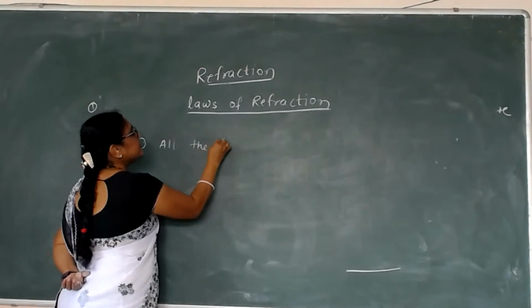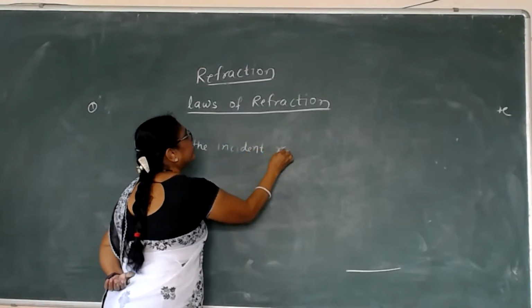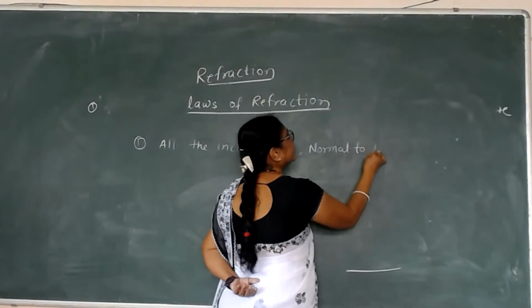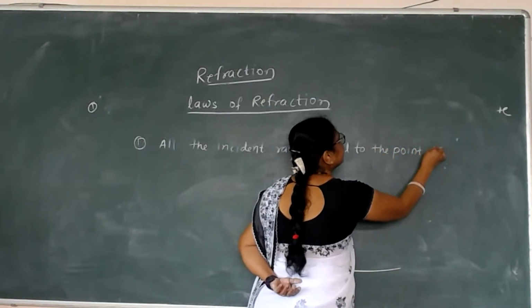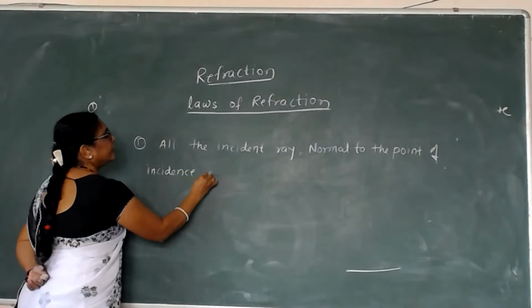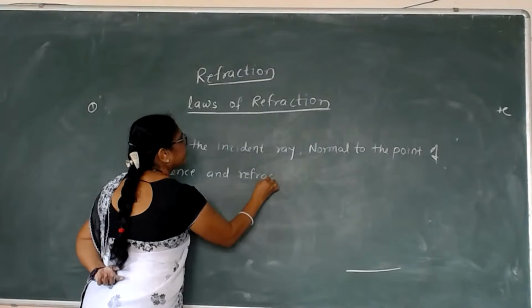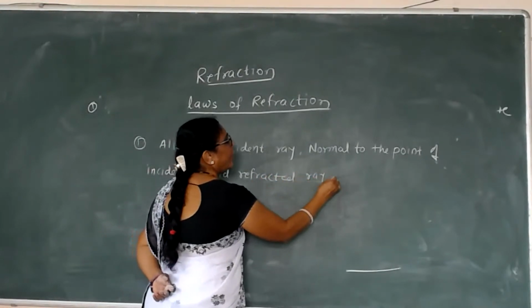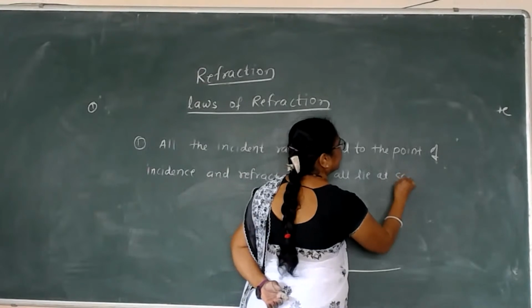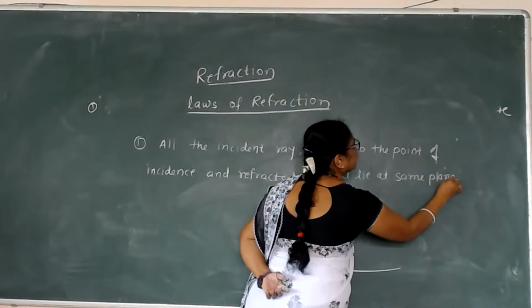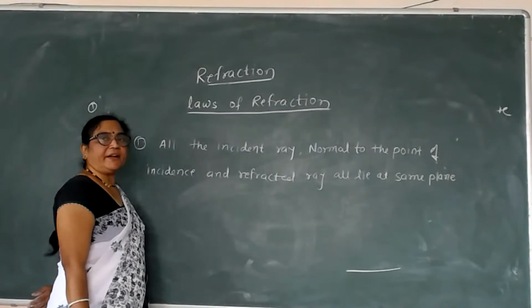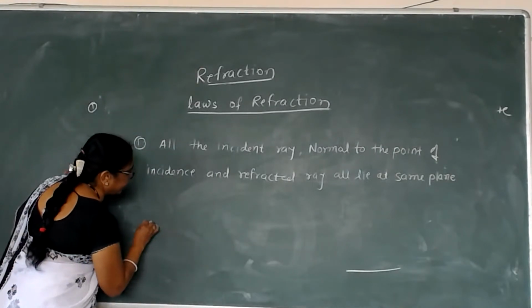All the incident ray, normal to the point of incidence, and refracted ray are all at the same plane.